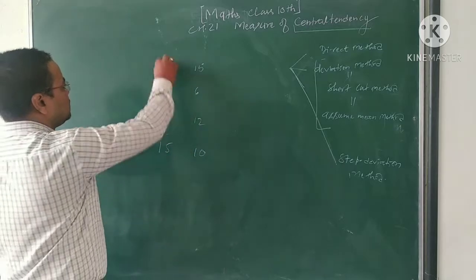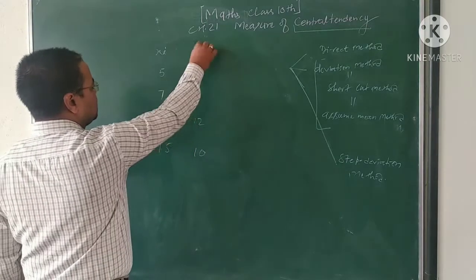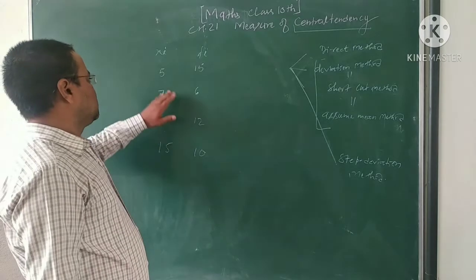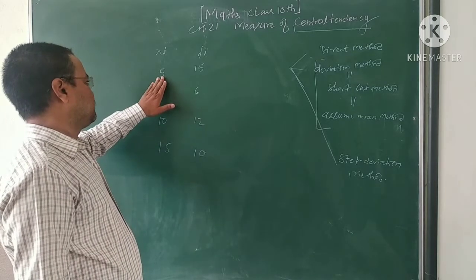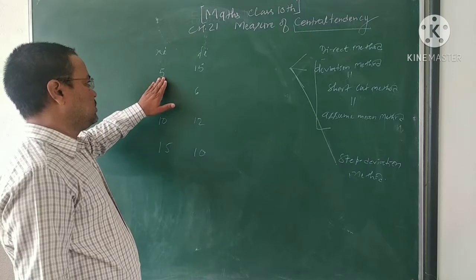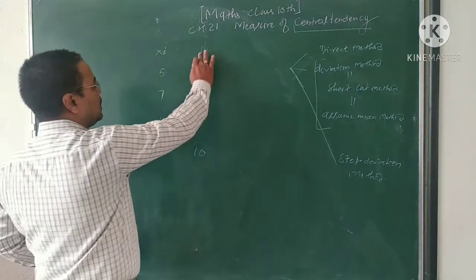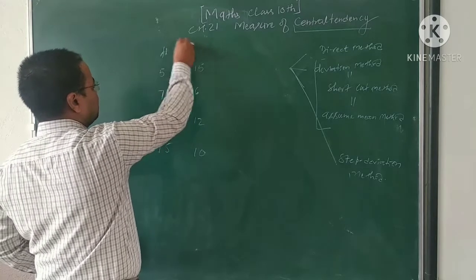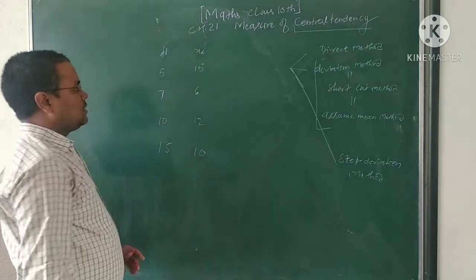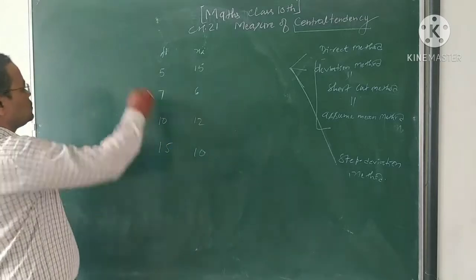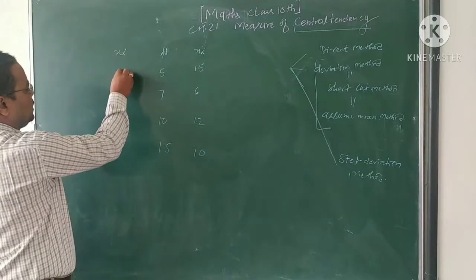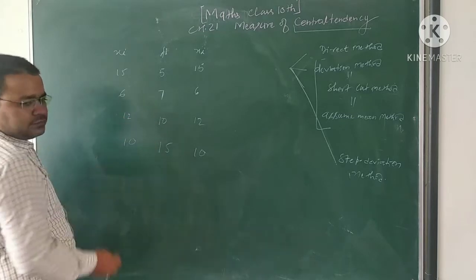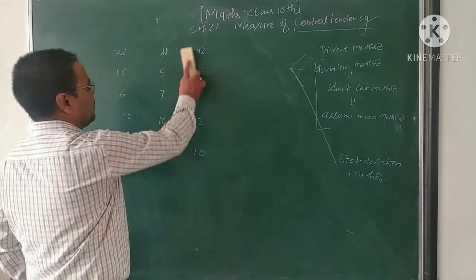Here this is xi, this is fi. Means there are 5 students, or we can write it this way: this is fi and this is xi. We can change this position here also. It will be better to write it this way. Here 15, 6, 12 and 10. It will be better if you write it in this way.